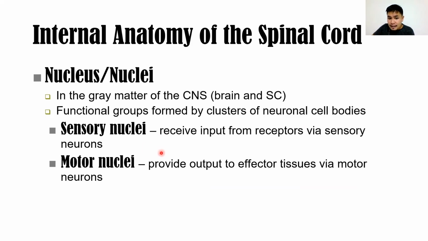And then there would be motor nuclei. They would provide the output to effector tissue via motor neurons. Ano yung gagawin mo? Magko-contract ba si muscle? Magre-release ba ng hormone? Mag-excrete ba ng enzymes, etc. So we have sensory nuclei receiving the input, motor nuclei providing the output. So parang afferent and efferent pa rin siya. Receiving the input, sensory; giving the message kung ano yung effect na dapat niyang gagawin, motor nuclei.